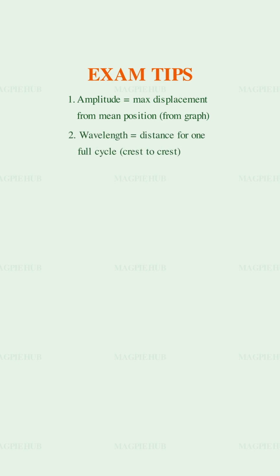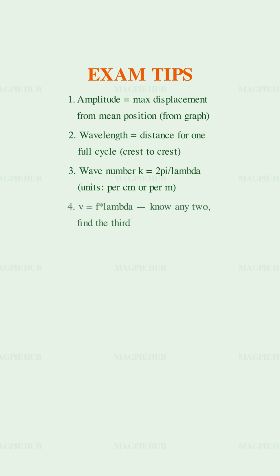Tip 3. Wave number k has units of inverse length. Do not confuse it with the number of waves. k equals 2 pi over lambda. Tip 4. Remember the relation v equals f lambda. Given any two of wave speed v, frequency f, and wavelength lambda, you can always find the third.